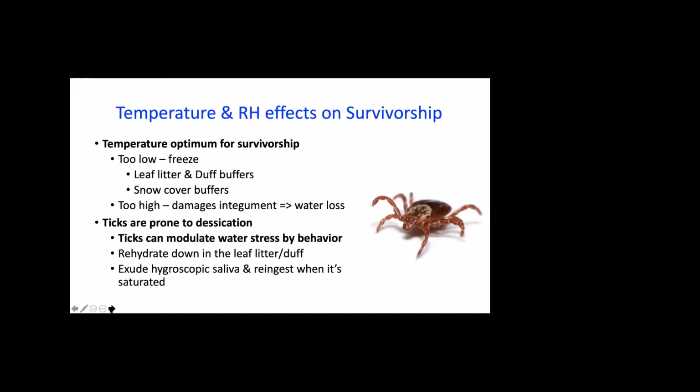To try to avoid water loss, there are two things ticks can do, and they're related. They go down into the leaf litter, where it's just more humid. And they can also exude a secretion, a little salt, on their mouthparts, and then water vapor around it can condense, and they can suck that back in. I think that's a great secret weapon that they have.